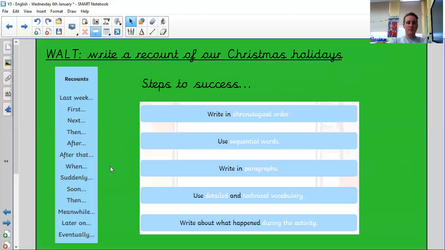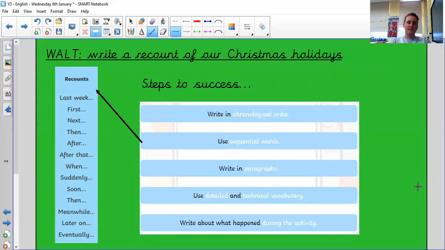Okay, I have on the last page of my slides today given you some steps to success, okay, and some terminology, some words that you can use as sentence starters to allow you to write a really good recount. So what we're looking for: chronological order. So I want you to start with the first thing that happened to you over in the Christmas holidays. Okay, sequential words. Sequential words means words that allow us to order things. Okay, so for example, first, next, then. Okay, so use sequential words. We just discussed writing in paragraphs. Really simple thing to do.